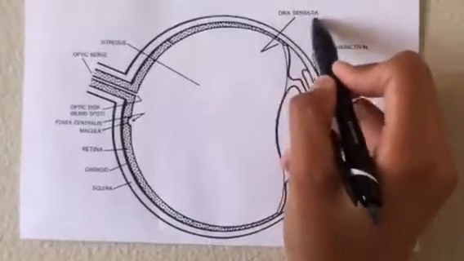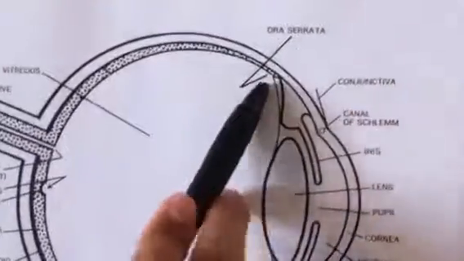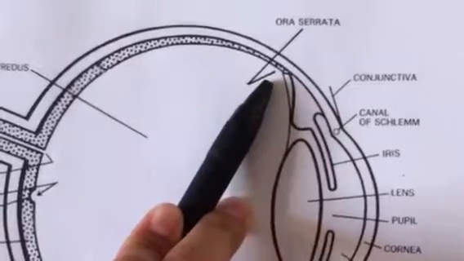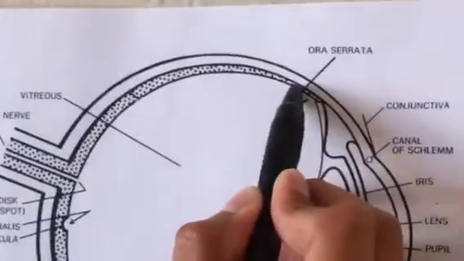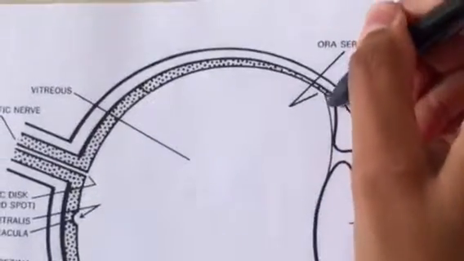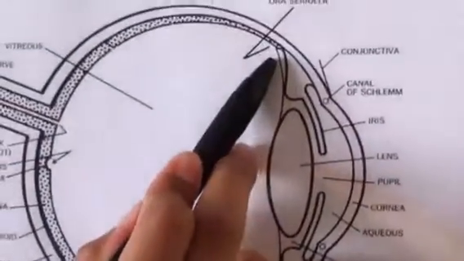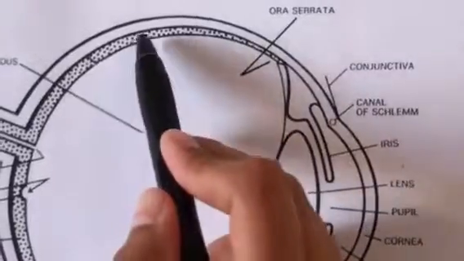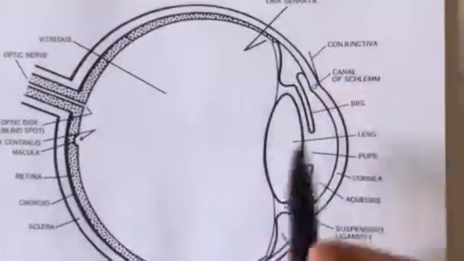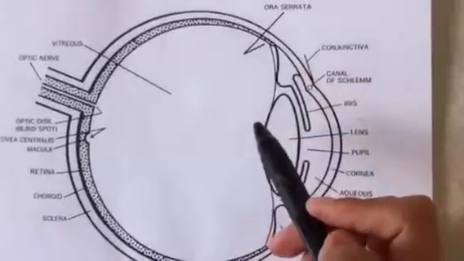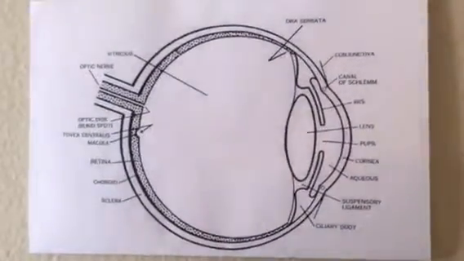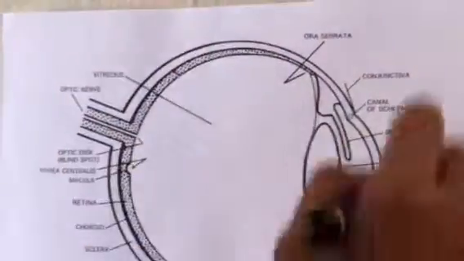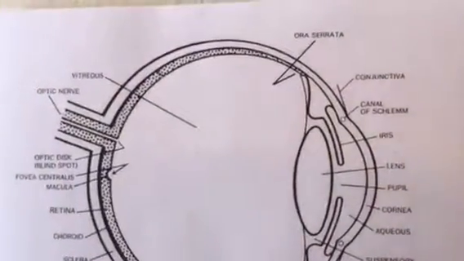Here we have the ora serrata, and you can't really tell that well in this picture, but it is the area where the retina ends, and you can still see the choroid continuing on, attaching over to the ciliary body. As I said before, you can't really tell because in this picture it looks like the retina continues and attaches directly to the ciliary body. But there is a gap there where you could see the choroid. And these are the different areas of the eye, the main ones at least.